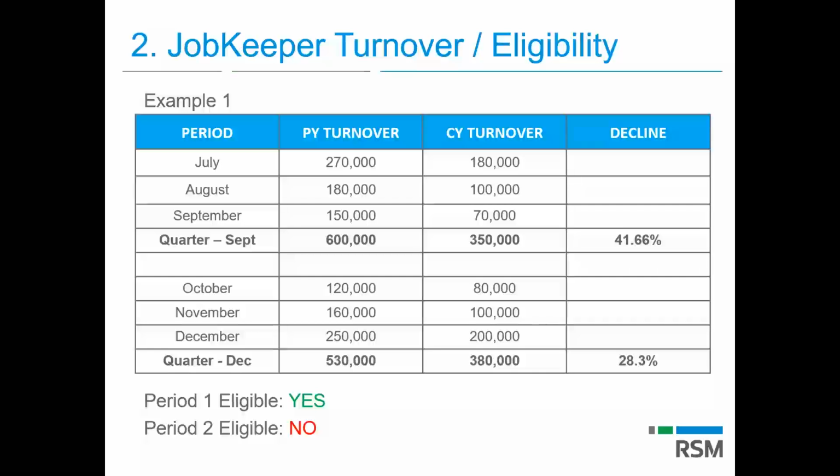When we look at the December quarter, so for payments after early January next year through to the end of March, we can see the prior year turnover was 530,000 compared to the December 2020 quarter of 380,000, which gives a decline of 28.3%. As that is less than 30%, this entity does not qualify, and so therefore it will drop out of JobKeeper 2 after the fortnight ended on the 3rd of January 2021.